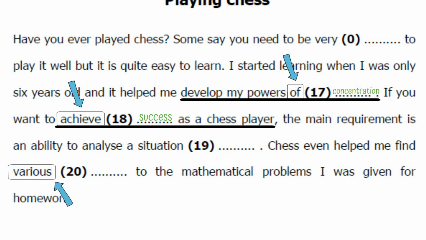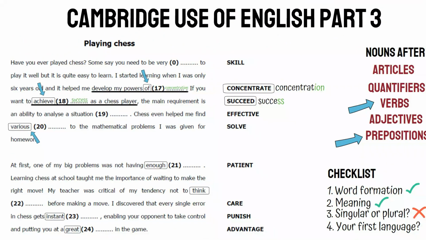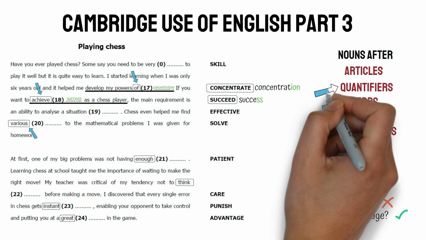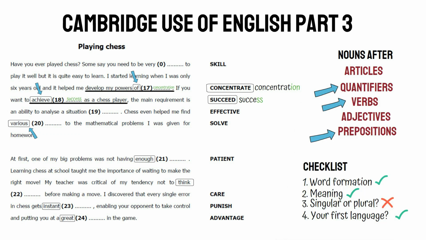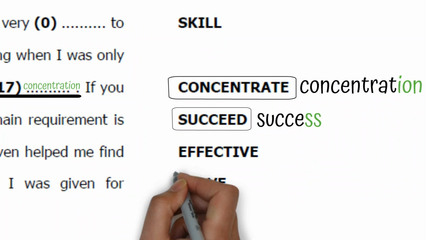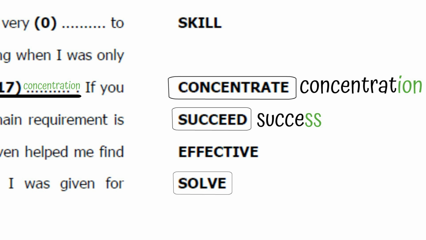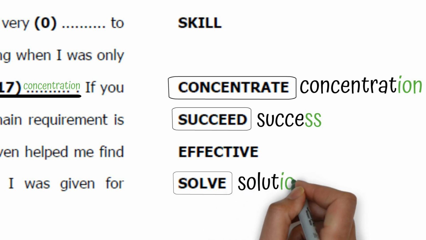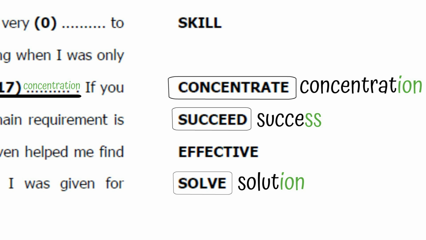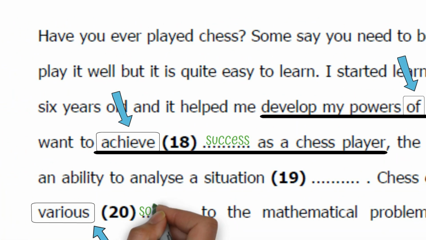Number 20. Various is a quantifier. We can use nouns after quantifiers. Do you know the noun form of solve? It's solution. Can you find various solution to mathematical problems? This is not grammatically correct.